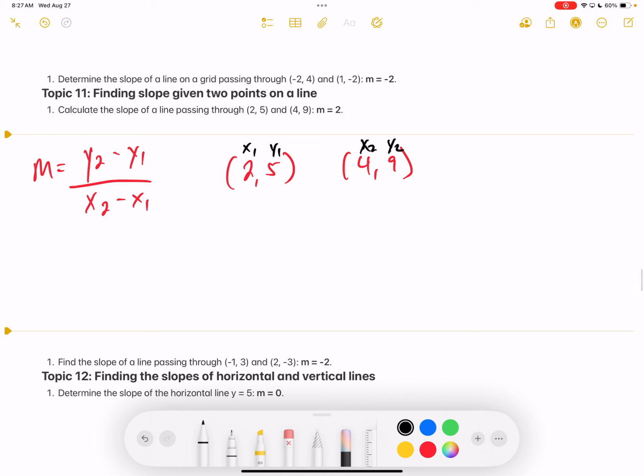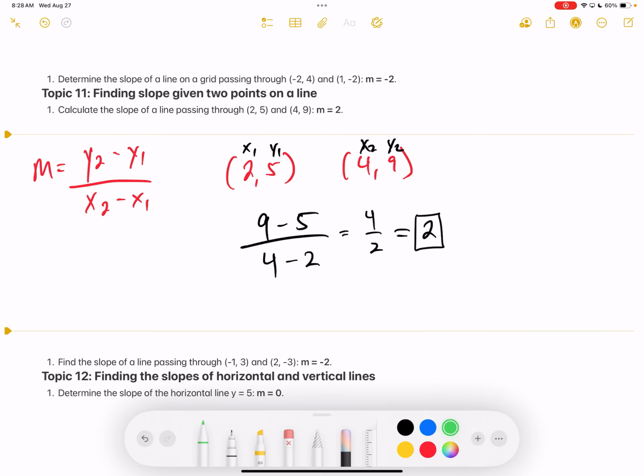It does not matter which one you put first and which one you put second. Like it could be x2, y2, and then x1, y1. I'll talk about what you have to do there, but y sub 2 is 9, y sub 1 is 5, x sub 2 is 4, x sub 1 is 2. So this is 4 over 2 or 2.